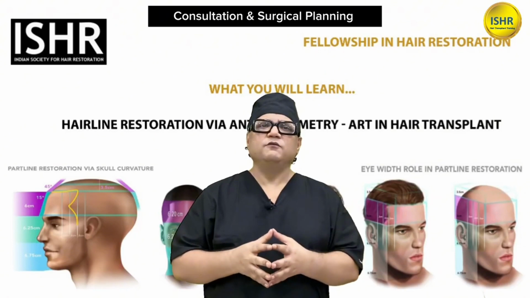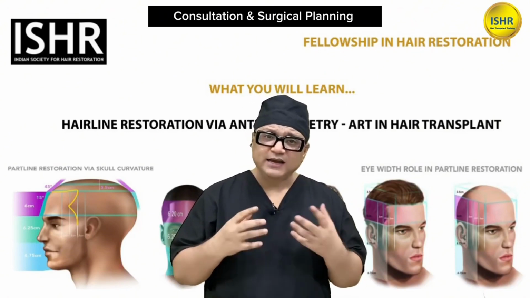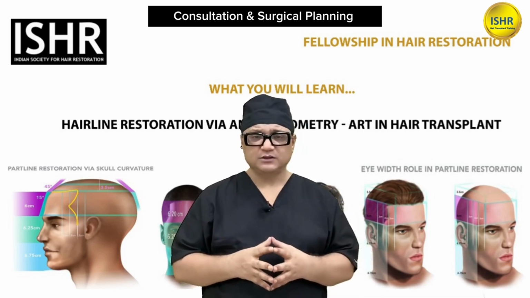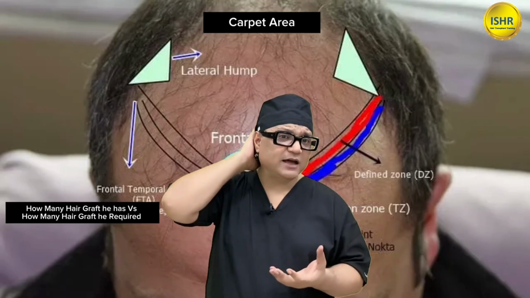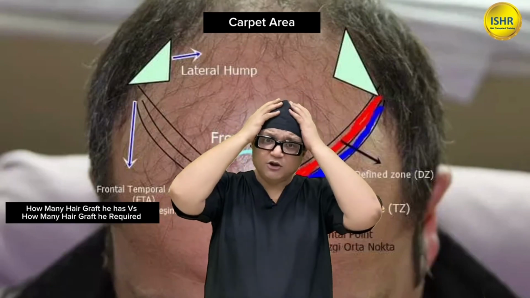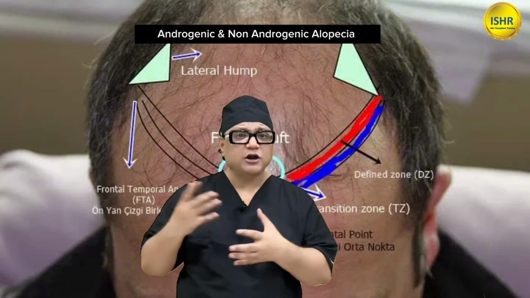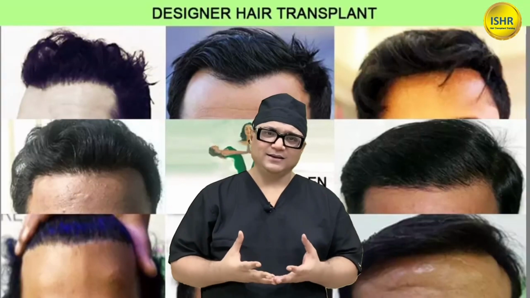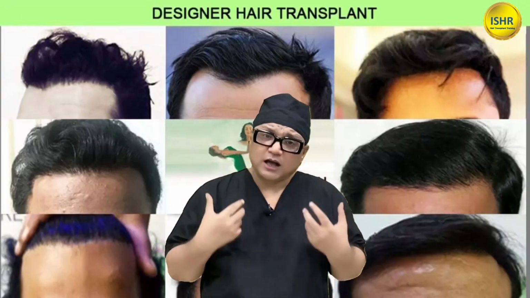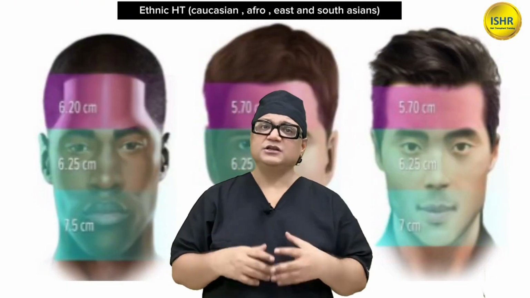First and foremost, we're going to start with consulting a hair transplant patient, finding out the indications and contraindications for hair transplant. Then we are going to discuss how to find out how many hair grafts he has, how many hair grafts he requires, and whether he has androgenetic alopecia or non-androgenetic alopecia. Then we are going to discuss hairline design as per his age, height, ethnicity. He's Afro, he's Caucasian, he's Asian, he's Indian. So we're going to draw his hairline.